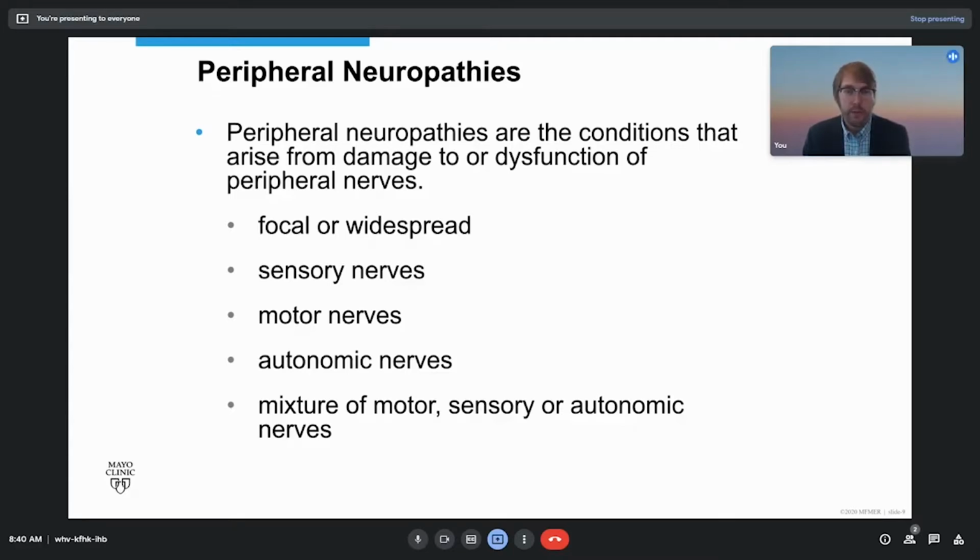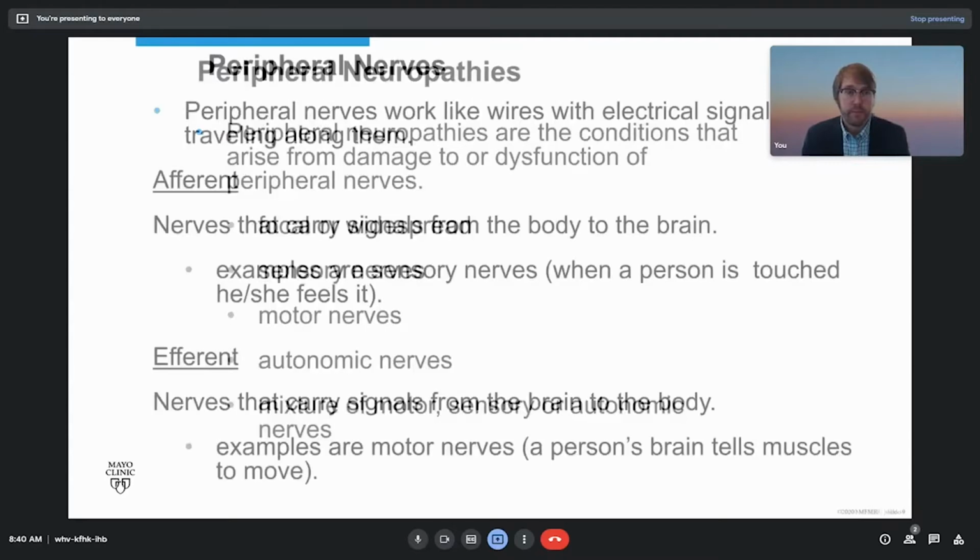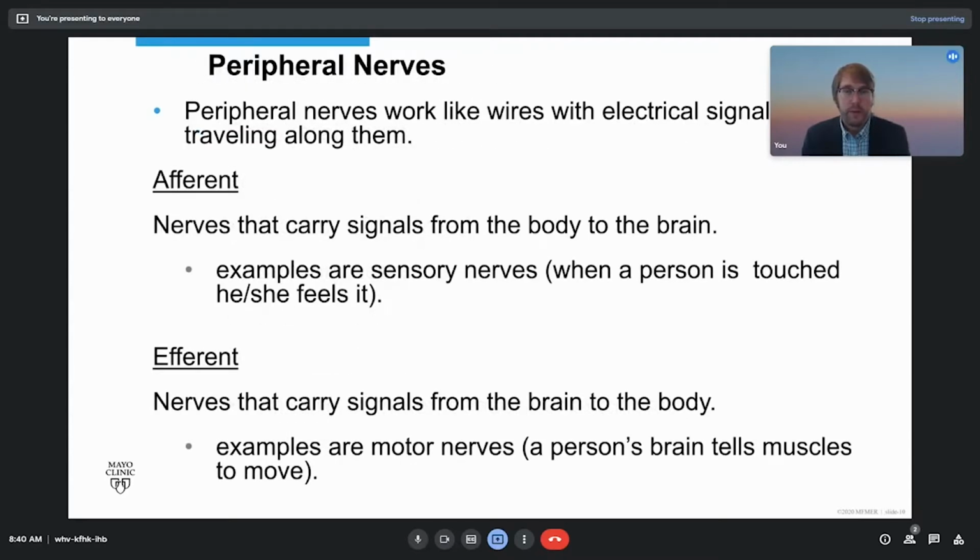And so some neuropathies are focal, meaning, for instance, carpal tunnel syndrome, where there is compression of the median nerve at the wrist. Some neuropathies only affect the sensing nerves, causing numbness or tingling, but no weakness. Some neuropathies only affect the motor nerves, causing weakness without other symptoms. But most neuropathies do cause a mixture of these things. The nerves themselves are mixed together, but they serve different purposes.